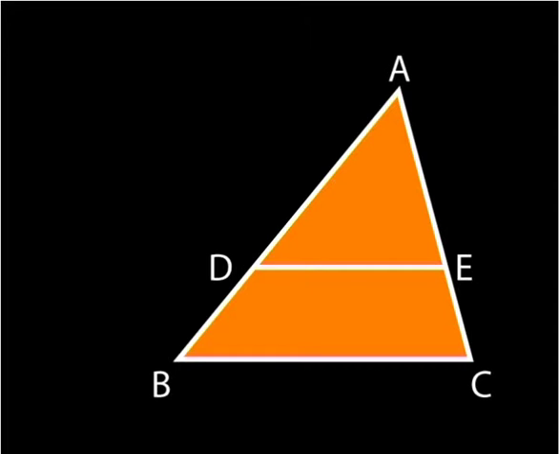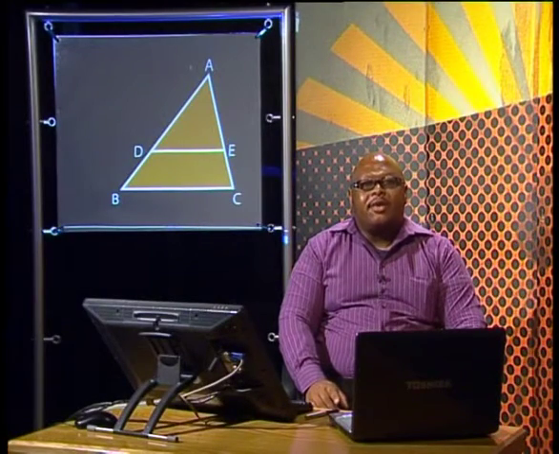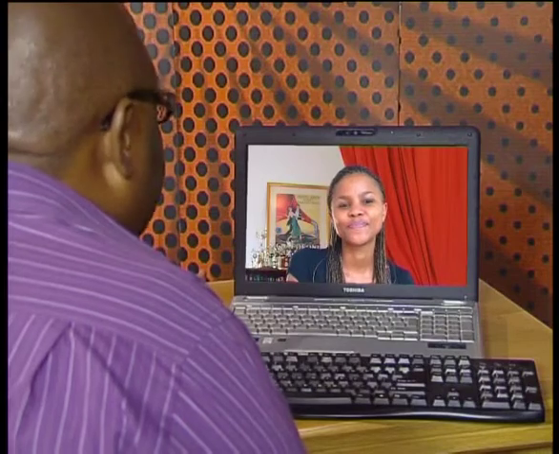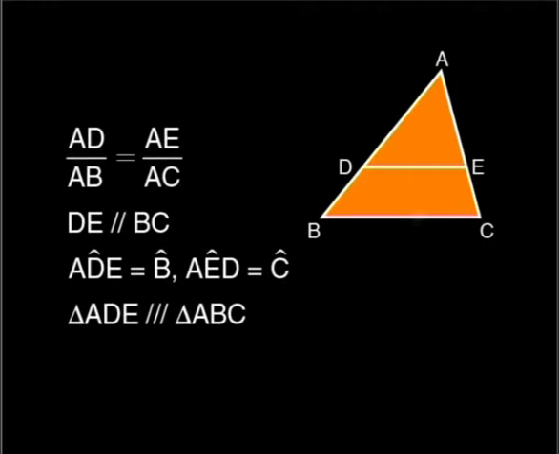We are given that the sides are in proportion. This should immediately make you think of the proportion theorem. I know. The sides are proportional. Then DE is parallel to BC. Very good, Kanya. The sides are proportional. That means DE is parallel to BC.